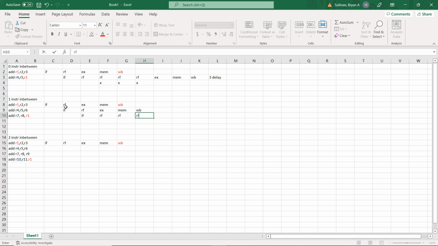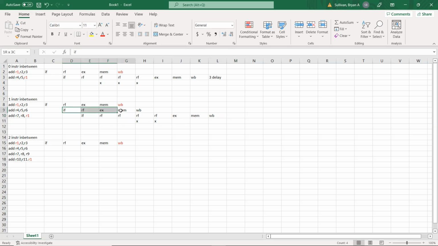It starts at memory instead of EX. So we only need to put read twice after realizing that there's a conflict. So we only freeze twice, and then we can carry on as normal.